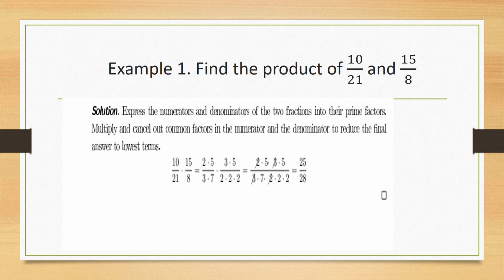Say for example, 10 over 21 times 15 over 8. The factor of 10 can be 2 times 5, while the factor of 21 is 3 times 7, and the factor of 8 can be 2 times 2 times 2, and the factor of 15 is equal to 3 times 5. After that, cancel the numerator that is the same as the denominator. So 3 is cancelled, 2 is cancelled, and after that, multiply the remaining numerators and at the same time the denominators. So, 5 times 5 is equal to 25. Then the denominator is 7 times 2 times 2 is equal to 28.